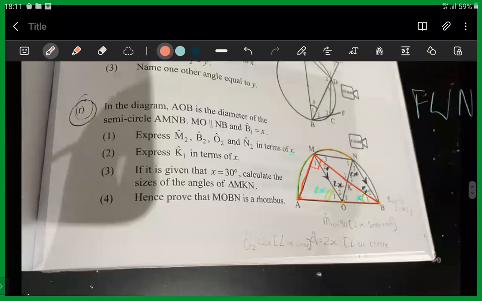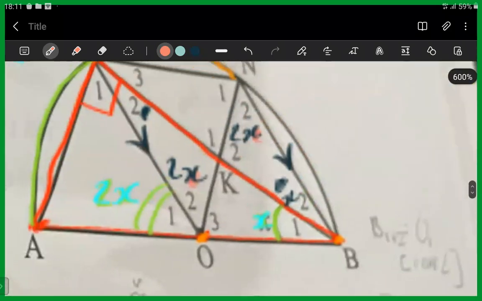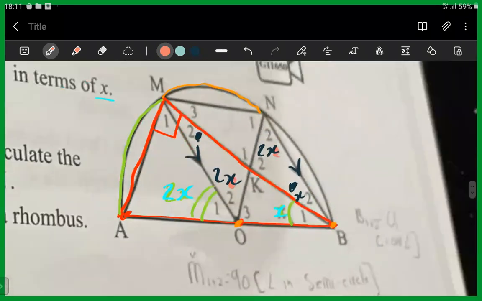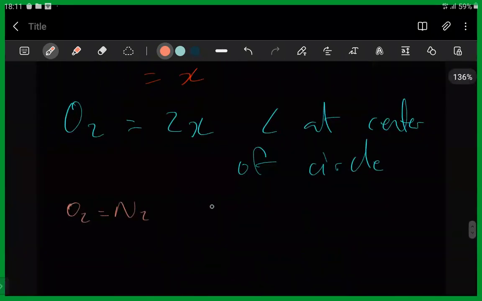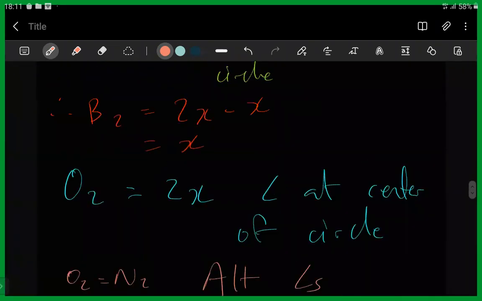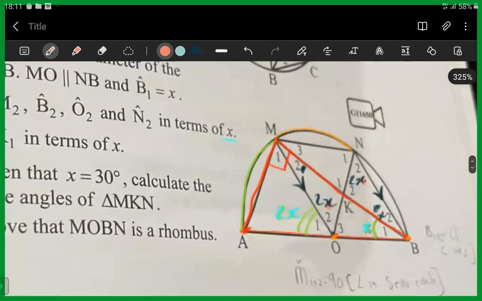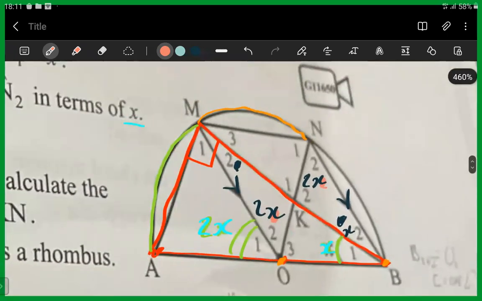What's the reason? Alternating angles. Pardon? There's not an alternating angle. Yes, alternating angles. Yes, so now that we have gotten all this, what is the angle of M2 then? M2. Uh-huh. It's equal to B2. Yes, and what's the reason? Also alternating angles. Yes, also alternating angles.